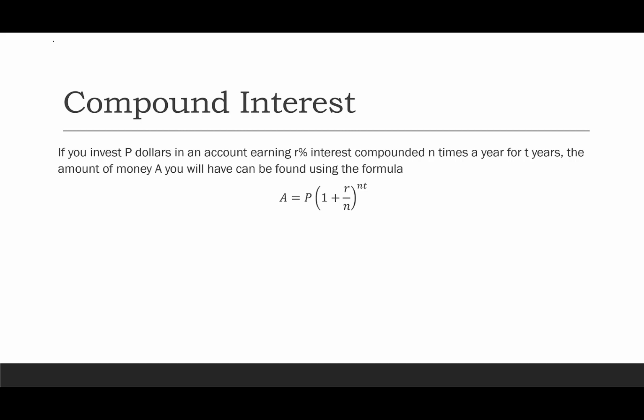So compound interest is the idea that you have a set amount of money P, you put it in a bank, and you walk away and you don't touch it. So you're not adding more money to it, you're not taking money away from it, you're just leaving it alone and letting it accrue interest.